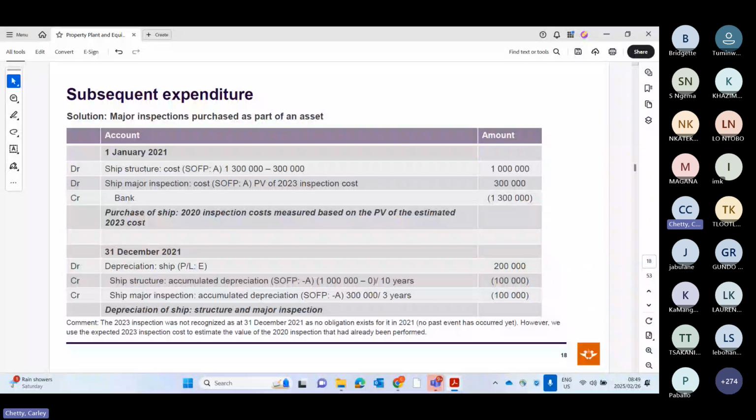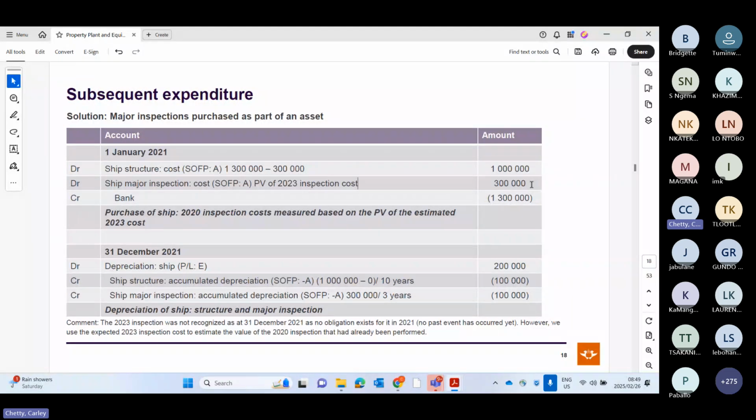Then we are present valuing that 400,000. So we are taking the present value, which is 300,000. And we're saying that on acquisition of this ship, the ship major inspection is costing 300,000. So we're splitting the purchase price of the ship between these two.